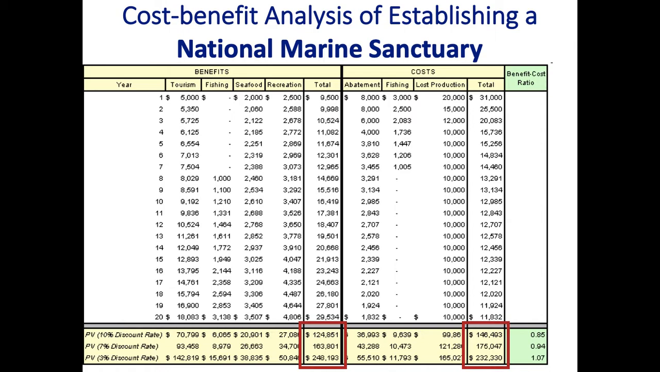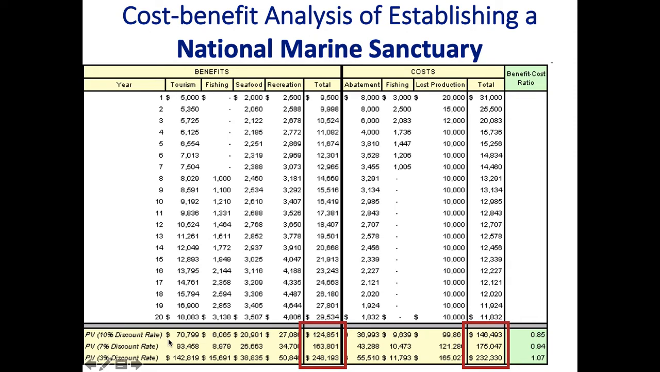So this is where they did that. They did benefits and costs, and they looked at tourism, fishing, seafood, and recreation dollars. And you can see that they didn't allow fishing for the first 7 years. That's why there's no revenue from fishing in years 1 through 7. And you can see the cost. And basically what they needed to do is figure out how to discount the future. So they looked at three different discount rates: a 3% discount rate, a 7% discount rate, and a 10% discount rate.